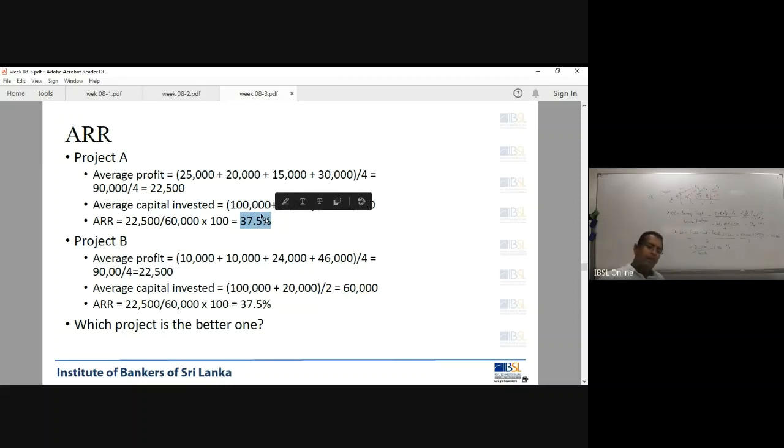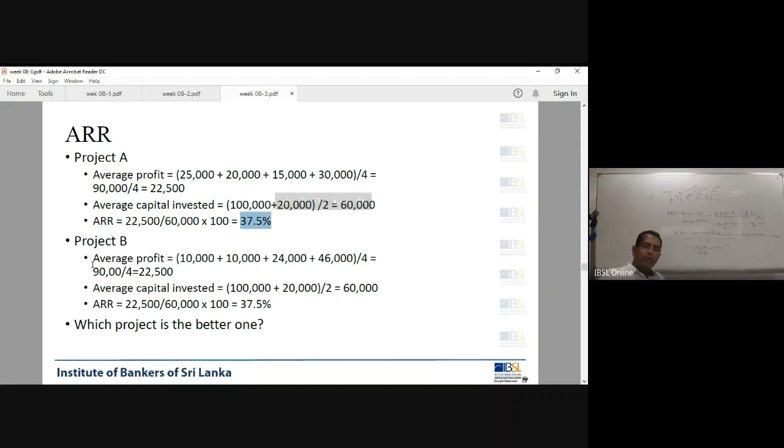It means per rupee invested, you will get 37.5 cents profit. Per rupee invested, you will earn 37.5 cents as a return.